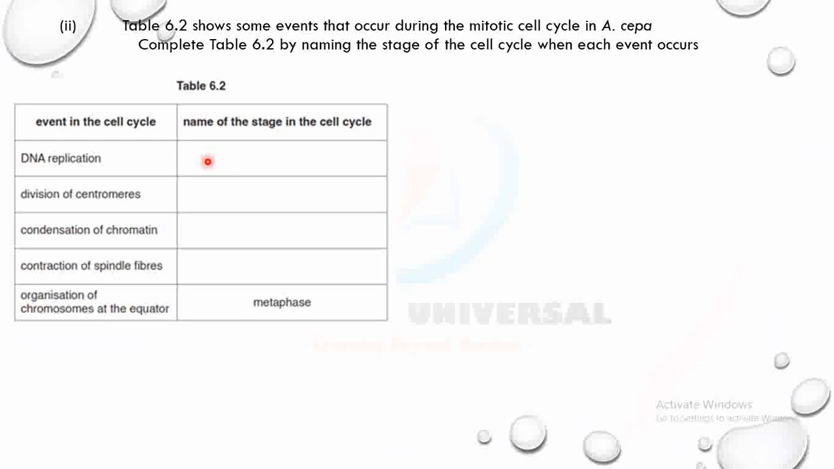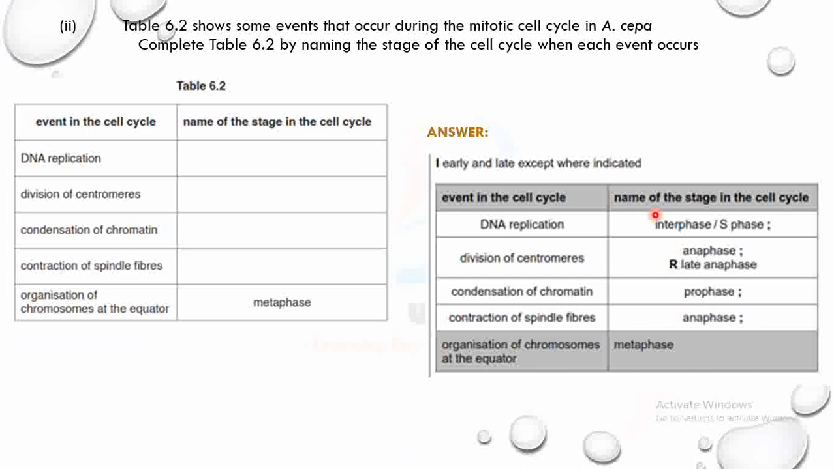All right. Division of centromeres happens in anaphase, when the sister chromatids are separating. Condensation of chromatin, prophase. Contraction of spindles occurs in anaphase. So if you check it out, you have DNA replication in interphase or S phase, then anaphase, prophase, anaphase again.